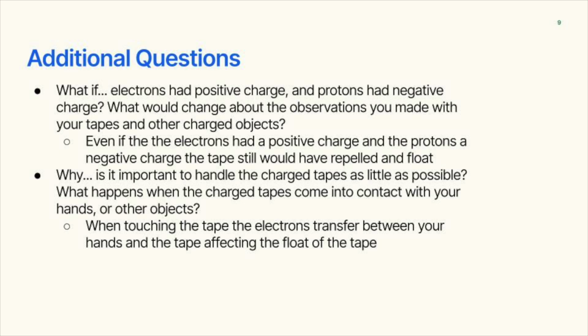Second, why is it important to handle the charged tapes as little as possible? What happens when the charged tapes come in contact with other objects like your hands? When touching the tape, the electrons transfer between your hands and the tape, affecting the float of the tape. Therefore, the more that the charged tape comes in contact with other objects, the fewer electrons will be on the affected tape.